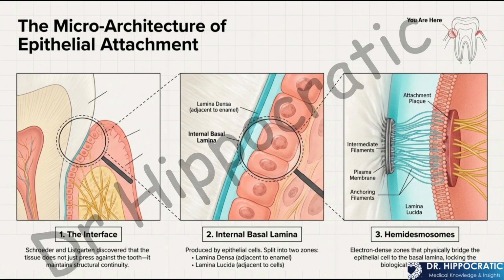The cells produce an internal basal lamina. Think of this as the microscopic mortar. Okay, mortar. It's split into 2 zones. You have the lamina densa, which is situated directly adjacent to the tooth enamel, and the lamina lucida, adjacent to the epithelial cells. But mortar isn't enough on its own, is it? No, it's not. To lock it together, the cells use structures called hemidesmosomes. These are electron-dense zones that physically bridge the cell's internal skeleton to the basal lamina. They act exactly like biological rivets, locking the entire seal permanently onto the side of the tooth. Wow, biological rivets. Now coming to next slide.